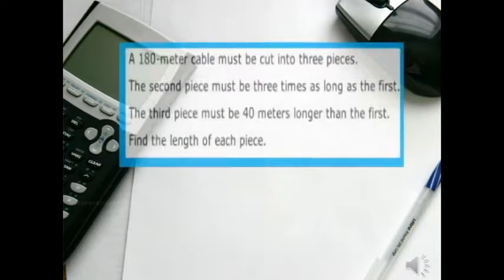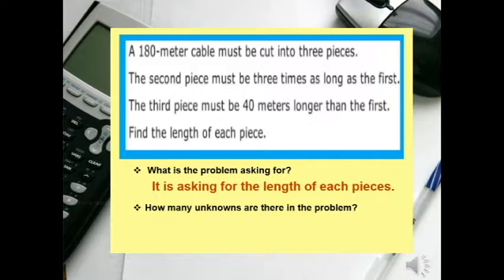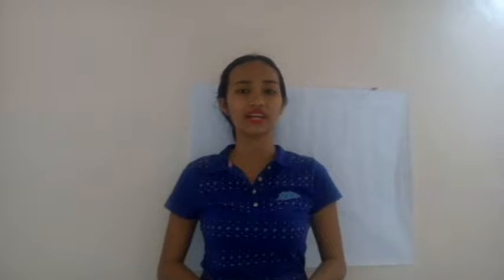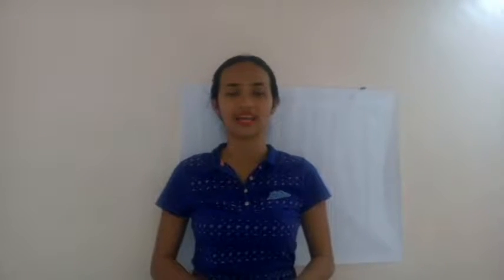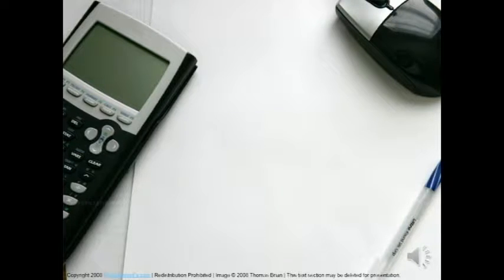From illustration number 1, what is the problem asking for? It is asking for the length of each piece. How many unknowns are there in the problem? There are 3 unknowns. After knowing how many unknowns there are in the problem, let's have representations. We need to find the length of each piece.